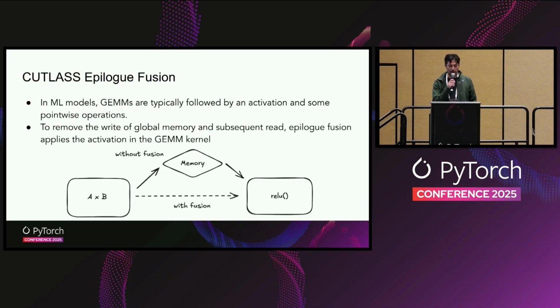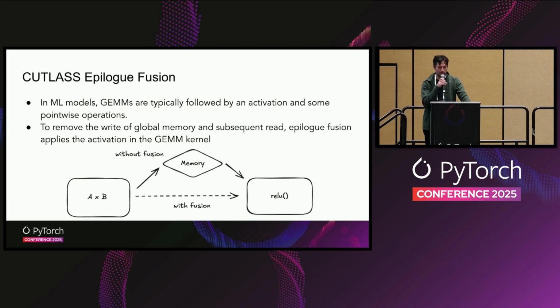So now I'll talk about how we further customized CUTLASS kernels with Epilogue Fusion. In ML models, typically GEMMs are followed by an activation or some point-wise ops. They can also be followed by reductions, but the main point is that they're followed by some memory-bound op where the GEMM compute will dominate the memory reads of the Epilogue op.